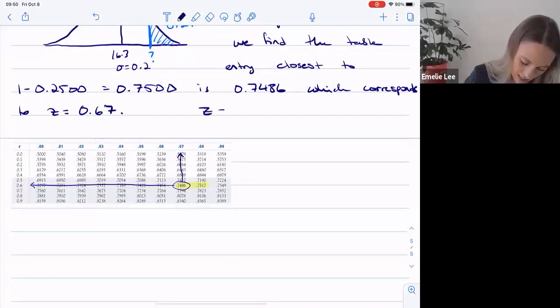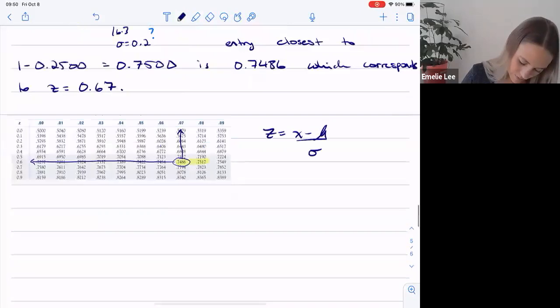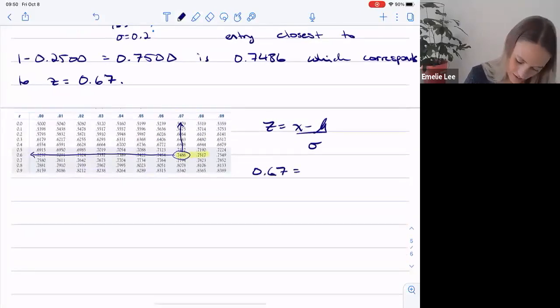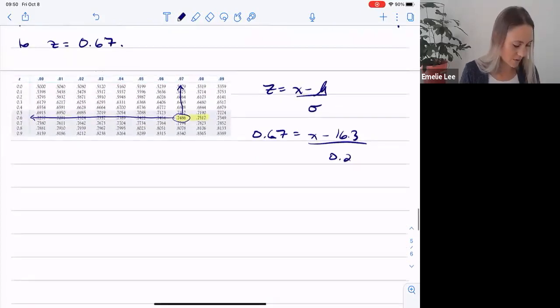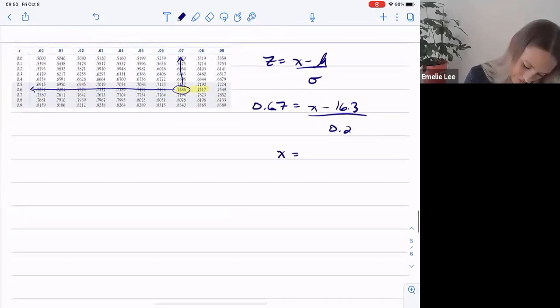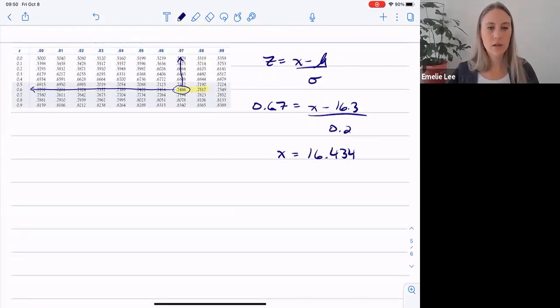So then Z equals, and maybe I'll do it on the next page here, Z equals X minus mu over sigma. So 0.67 is X minus 16.3 divided by 0.2. 0.67 times 0.2 plus 16.3. X is 16.434. So the heaviest 25% of boxes weigh more than 16.434 ounces.